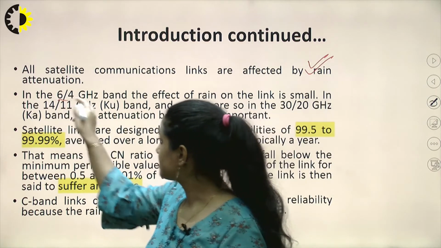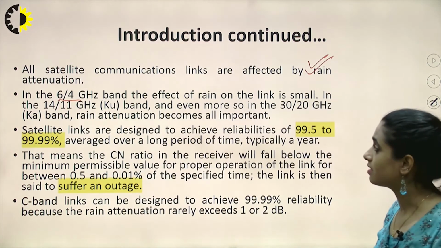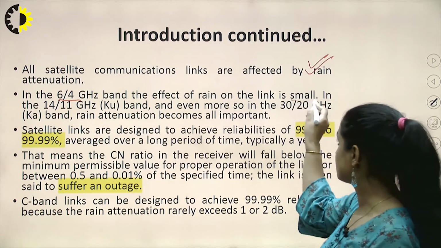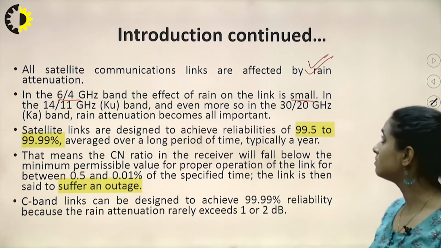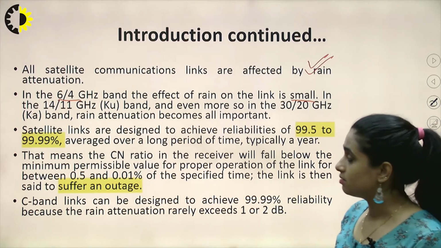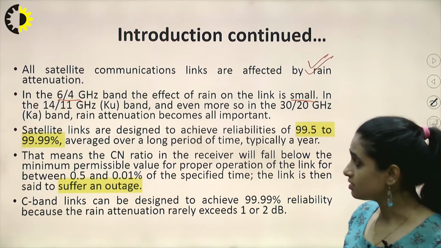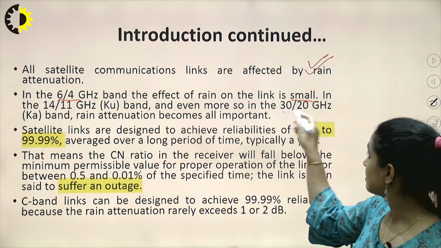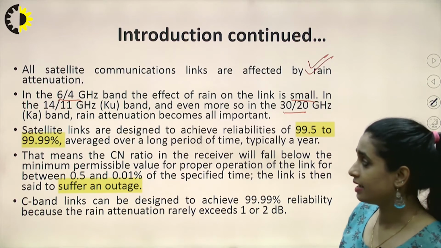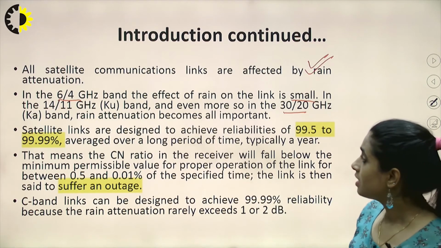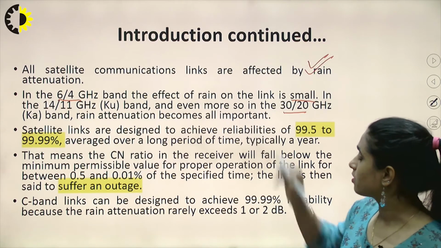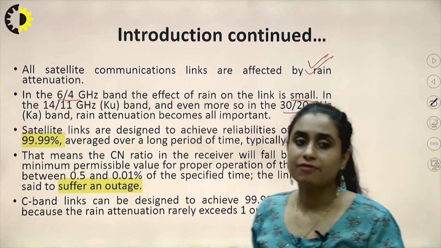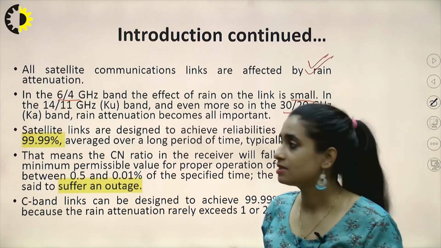If we talk about C-band, that is the 6/4 GHz band, the effect of rain on the link is small, right? These are certain facts that I am discussing here. In the 14/11 GHz band, that is Ku band, and even more in the 30/20 GHz band, that is Ka band, K above, K under, rain attenuation becomes all important. That is, as we go higher in frequency, the effect of rain increases, right?